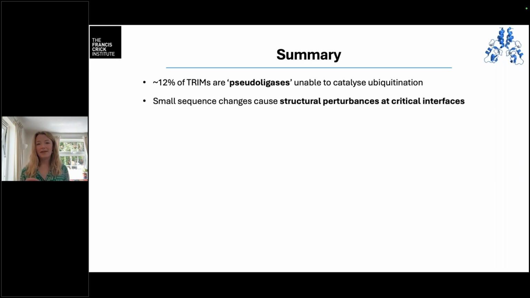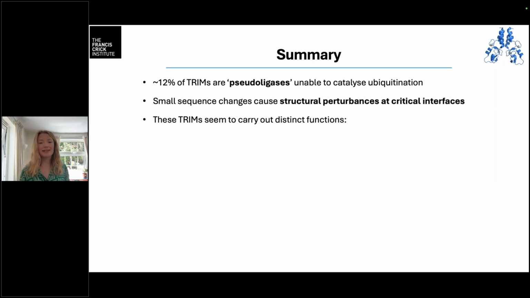And this is because there are really small sequence changes within the TRIM ring domains that cause these structural perturbances at really critical interfaces that disrupt its ability to either dimerize or bind the E2 ubiquitin, and together both of those types of mutations result in the inability to hold the E2 ubiquitin in this closed conformation and discharge ubiquitin.